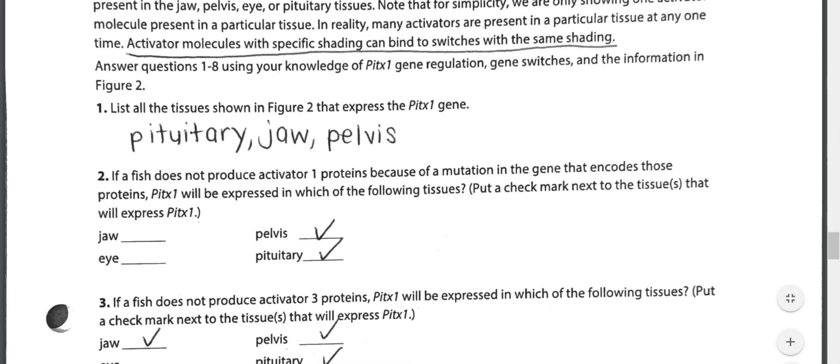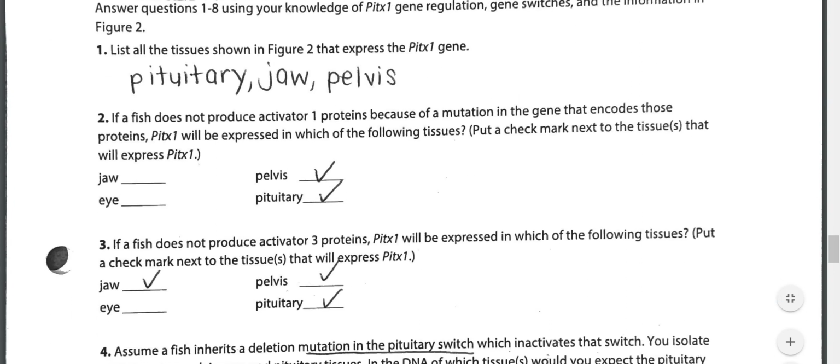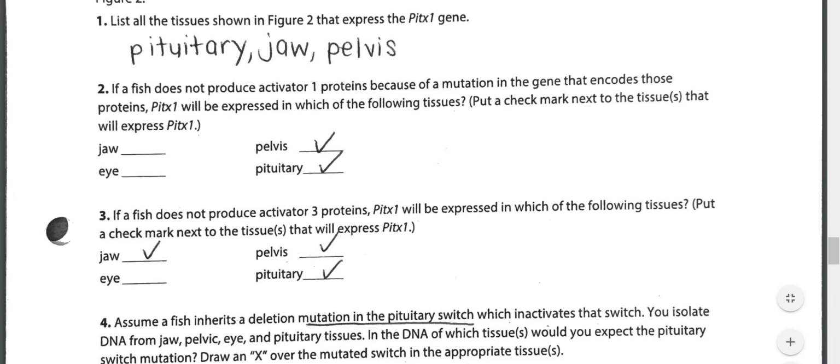Some questions to answer. Number 1, list all the tissues shown in figure 2 that express the PIDX1 gene. So you should have just said pituitary, jaw, and pelvis. You were leaving eye out of this one because if you did the reading, it mentioned how these fish, or the PIDX1 gene, is not transcribed in the eyes because these fish don't have a sequence that can bind to the activators that are present in the eyes, so you don't have that happening.